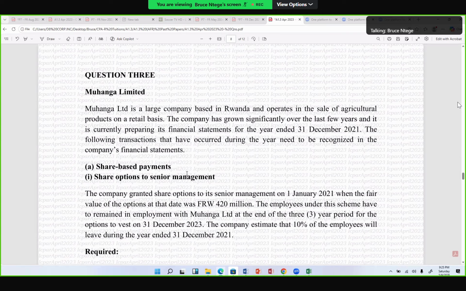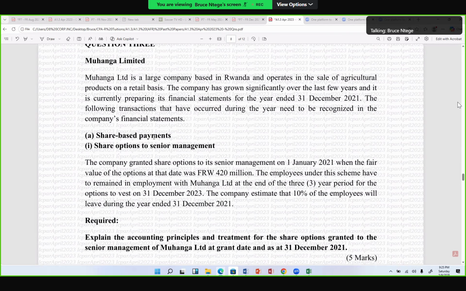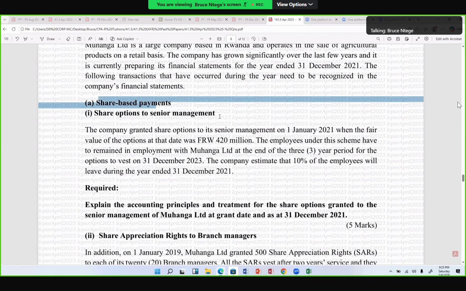One of those, which is part A, is on the share-based payments. They have told you that there are share options that were given to the employees called senior management. Senior management are employees. Share options are equity settled. That's a type of equity settled share-based payment transaction, in part 1.